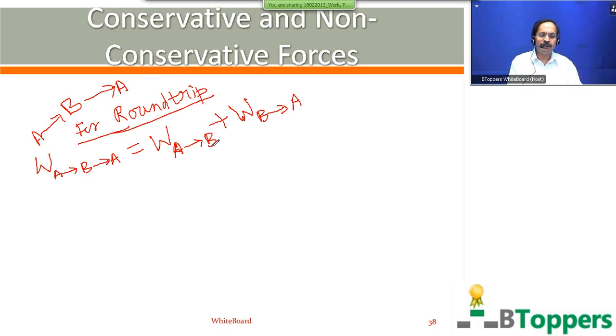So in general, when a body is displaced from one position A to another position B, and then travels back from B to A, we can say that the body has completed a round trip. Work done by a force on the body for the round trip can be written as work done by the force for displacement from A to B, plus work done by the force for displacement from B to A. If the work done by the force on the body for the round trip is 0, then the force is said to be conservative.